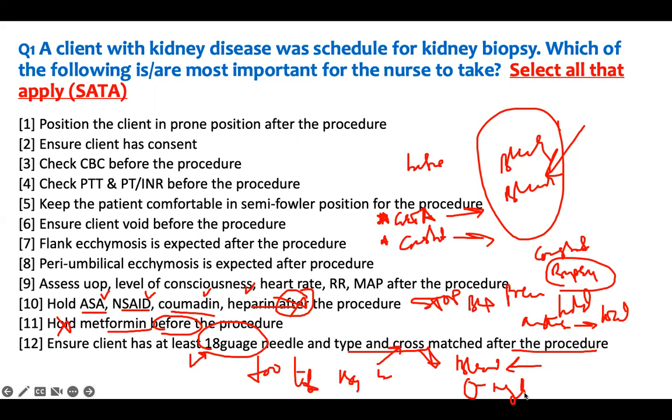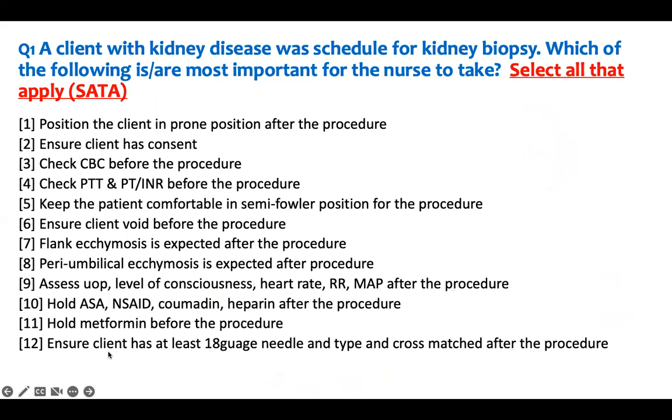I need to get type and cross in. I need to have 18 gauge in, so that when they bleed after the procedure, I'm ready to fight. And so that one is not a good idea. Therefore, recap. Ensure a client has 18 gauge needle, type and cross after the procedure. This is wrong. Hold metformin before the procedure. This has nothing to do with it. Hold aspirin, NSAID, Coumadin, heparin after the procedure. Too late. No, you got to hold it before.